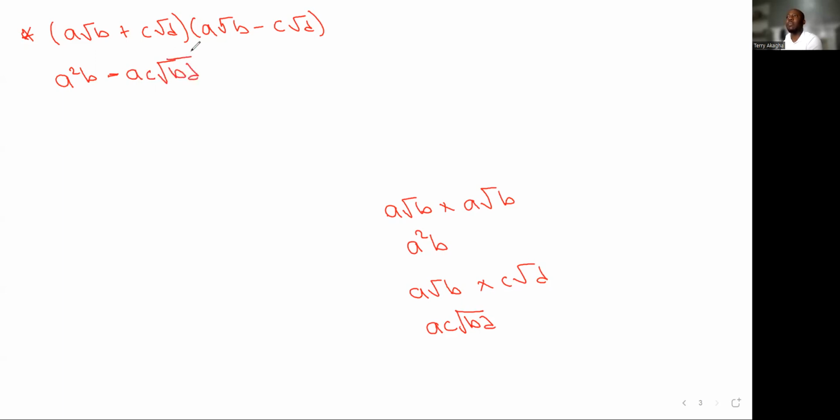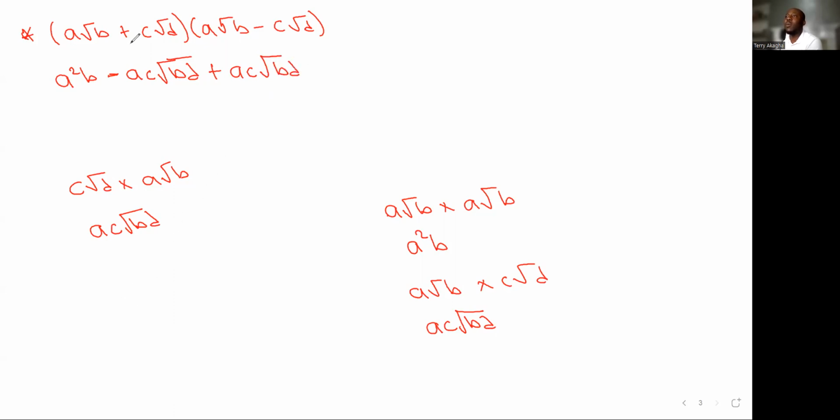Okay. Now the same thing, we're going to repeat it as well. c root d times a root b. So a times c will give us ac. Are you seeing it? So we have plus here. And we have root b times root d going to give us root bd. So we're going to have ac root bd.